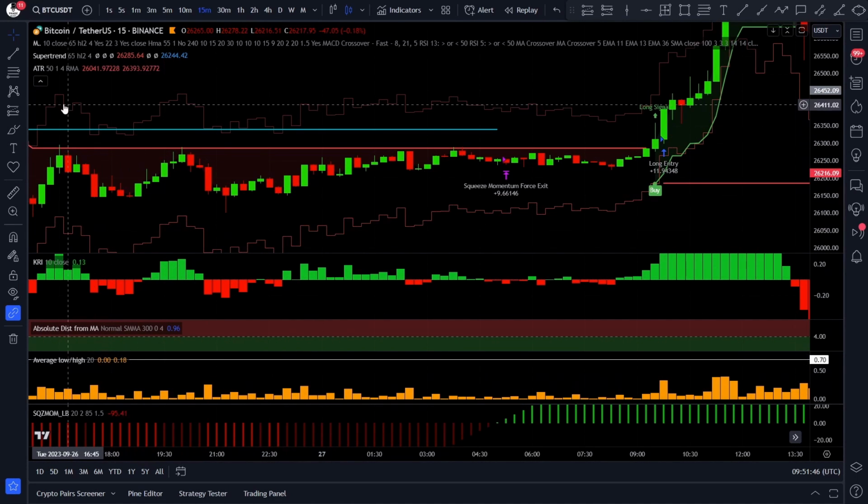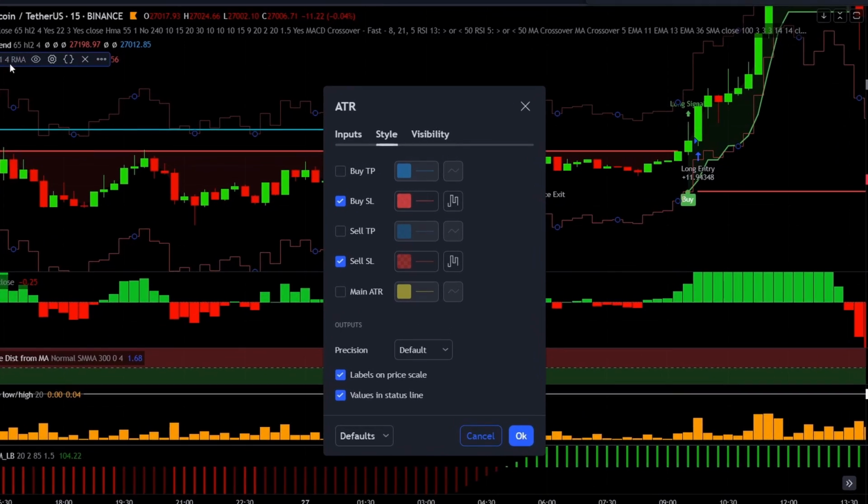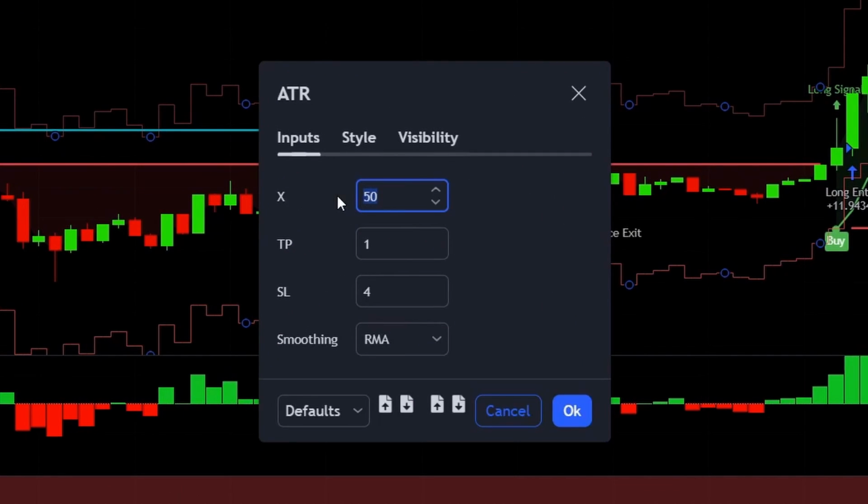Finally, the stop loss and take profit. First the stop loss, the NNFX ATR. Here change the X value, which is the ATR period, to 50. Then the SL to 4.